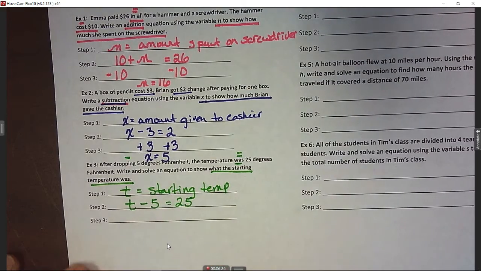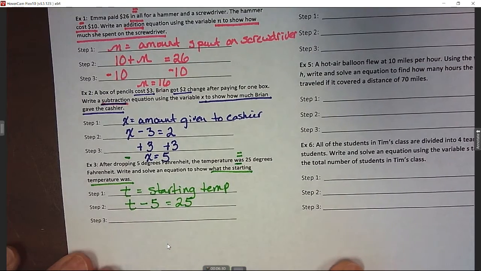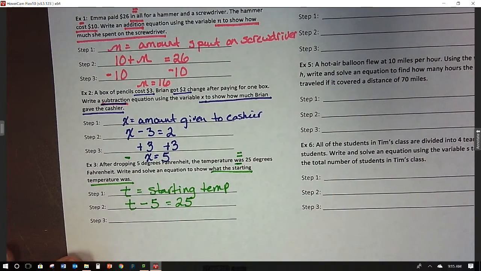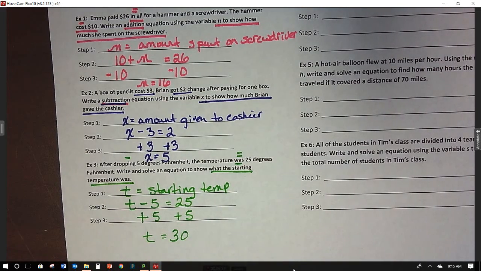Be careful with this one. A lot of times people say, oh, 25 minus 5. No, that's not it at all. This is starting at some temperature that we don't know, and then subtracting the 5 degrees because we go down 5 degrees, and ending at 25. So of course, to solve this, we do the opposite of what's happening to the variable. So we're adding 5 to both sides, and we get T equals 25 plus 5, or 30. So our starting temp was 30. It dropped 5 degrees, and then it was 25 degrees outside.